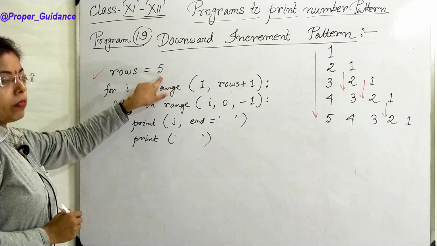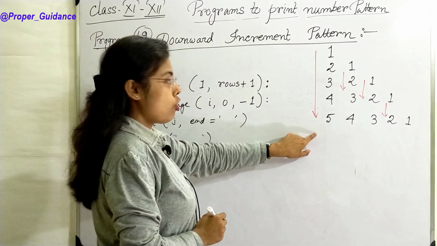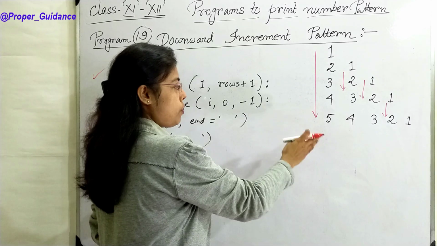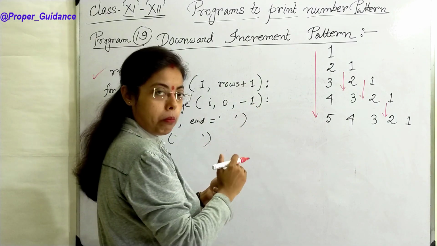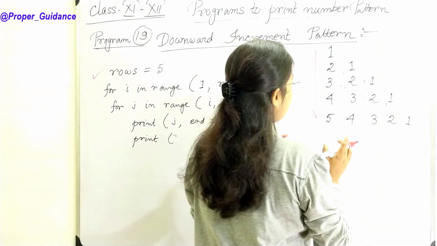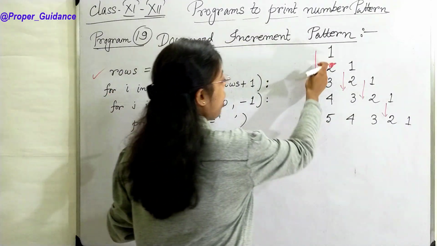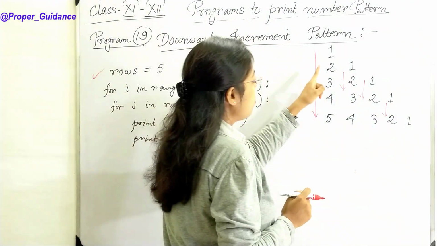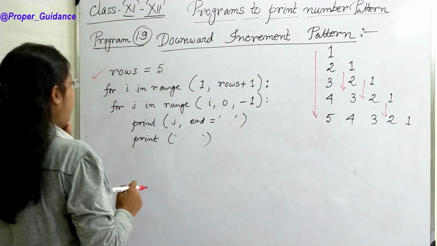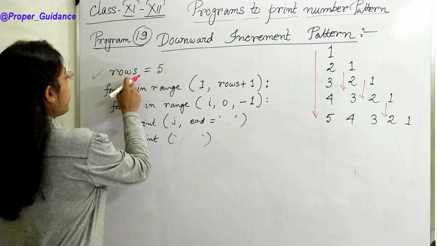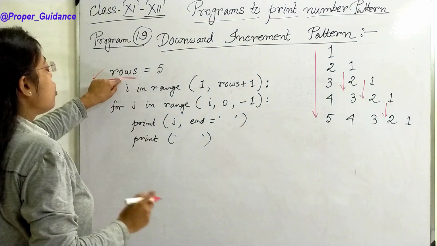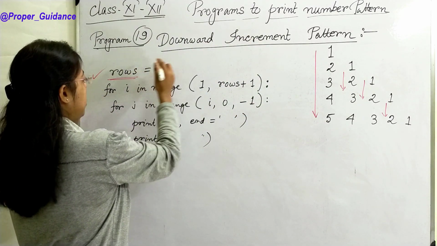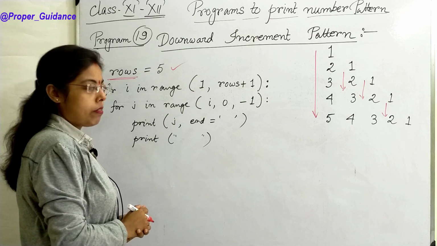Rows equals 5. And this is your question. This is our given part and we have to display this pattern of numbers. Here we can see 1, 2, 3, 4 and 5, so 5 rows are here. That's why we are taking this variable rows and assigning the number of rows in this particular variable, that is equal to 5.